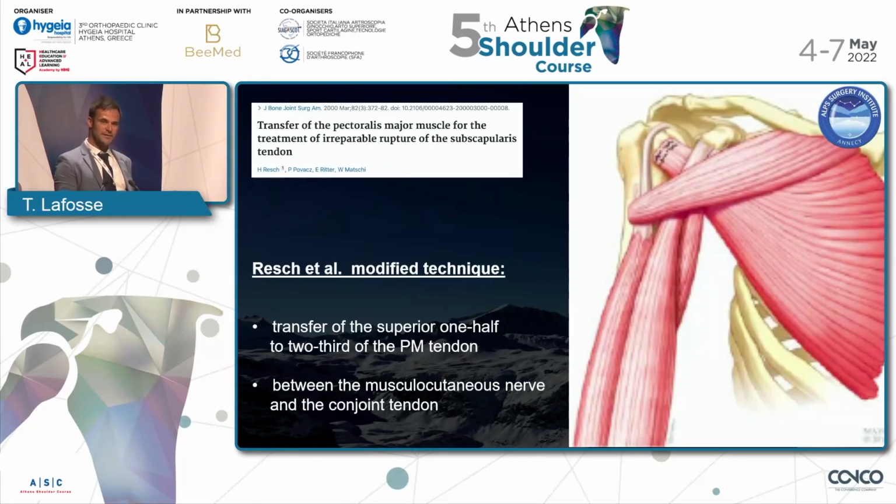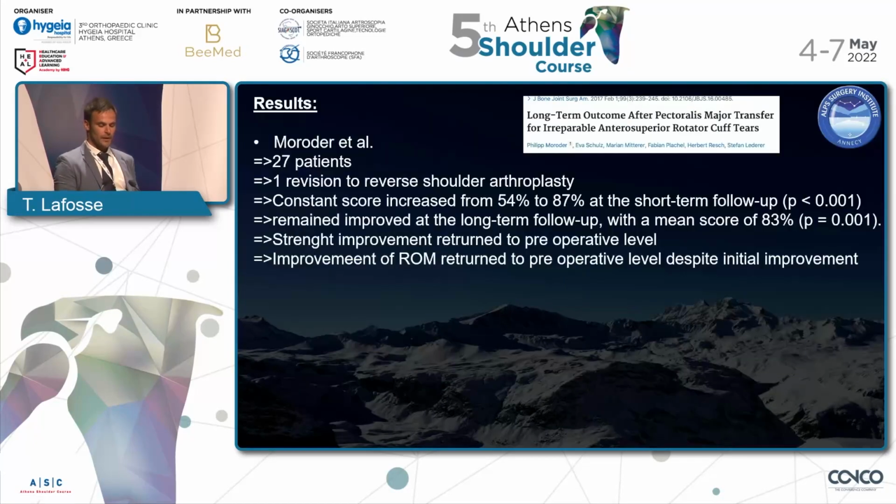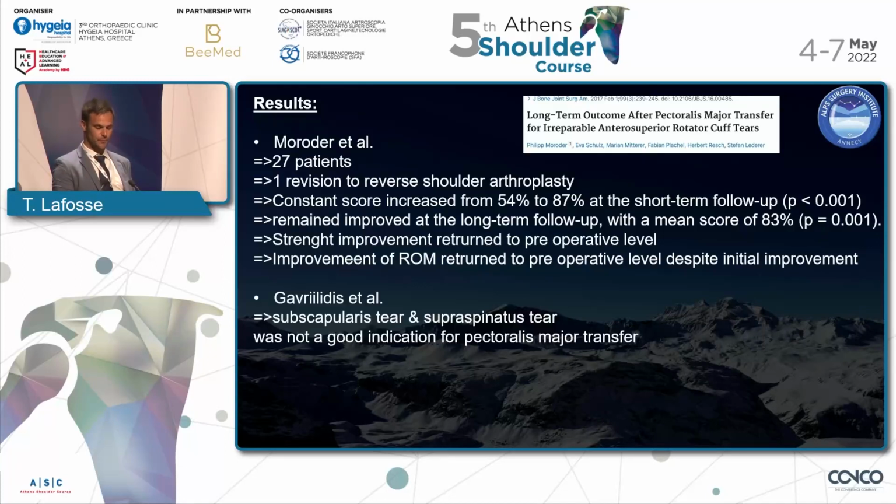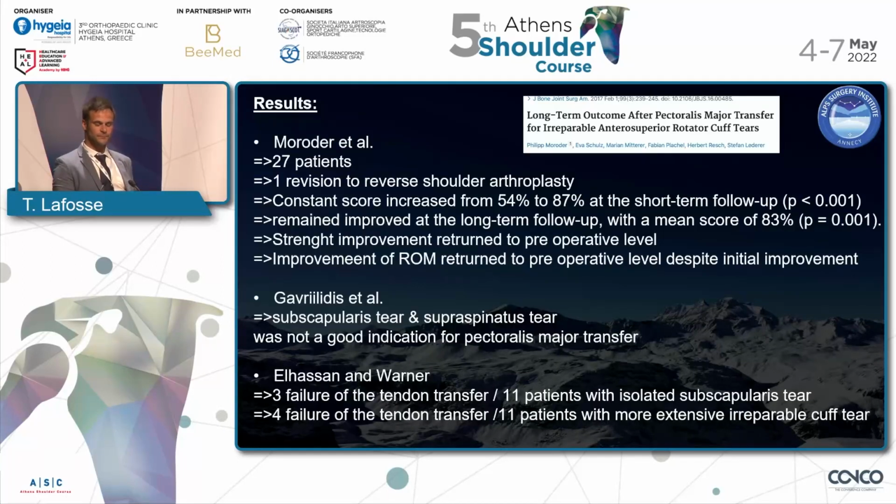Resch modified this transfer by putting it behind the conjoint tendon, and Moroder published another result with 20 years of follow-up, saying that most of them improved, the Constant score improved and remained improved. But the strength improvement had returned to preoperative level at the long follow-up. So did the improvement of the range of motion. And other studies basically published the same thing.